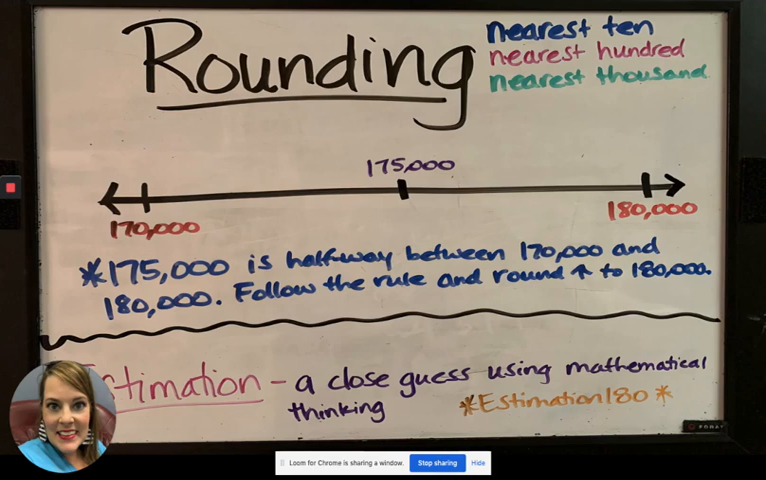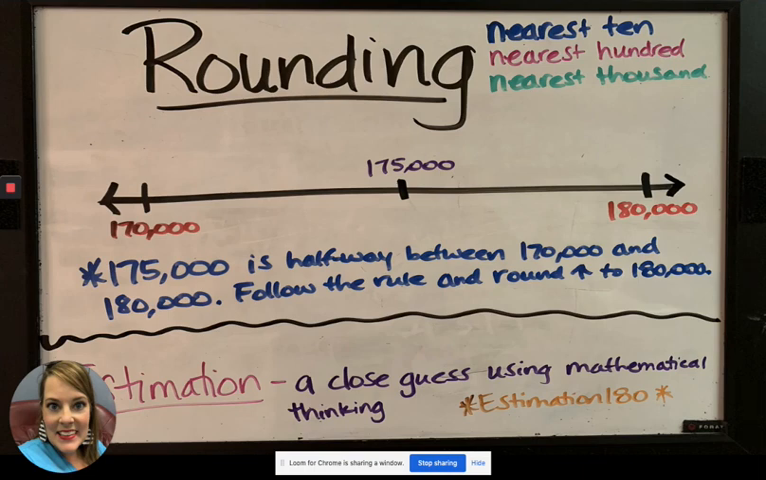Estimation. So estimation basically is just a close guess that you make using your mathematical thinking. So it's not like you're going to just randomly guess something that doesn't make sense. It has to make sense. It has to be reasonable. And a great website, if you have access to that, is called Estimation 180. They have lots of fun estimation things, and they have the answers listed as well. And so I encourage you, if you have access to that, to go to the Estimation 180 site and check that out. All right.